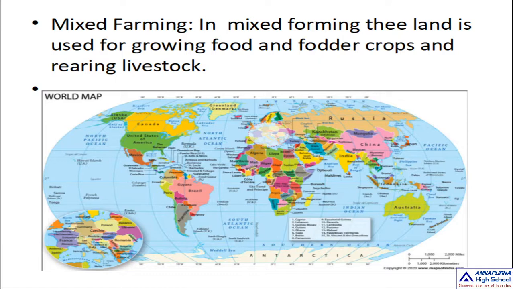Now the next one is mixed farming. Already I explained that commercial farming is divided into three groups. Now I have explained grain farming. Now let us discuss mixed farming. In mixed farming, the land is used for growing food and fodder crops and rearing livestock. That sentence explains what this type of farming is. In mixed farming, land is used for growing food and fodder crops for their livestock.